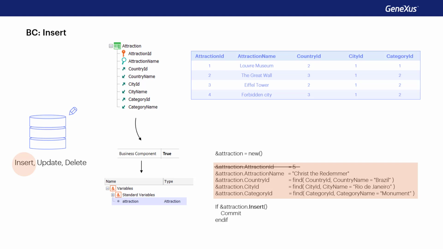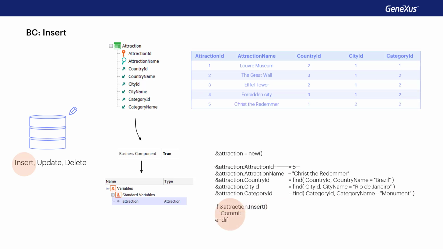Finally, after loading the business component structure, the only thing left to do is to invoke the insert method, and commit if we want when the insertion is successful. This is the equivalent to using the save method. Since, in this case, the business component variable is in insert mode, it'll try to insert and not do an update.